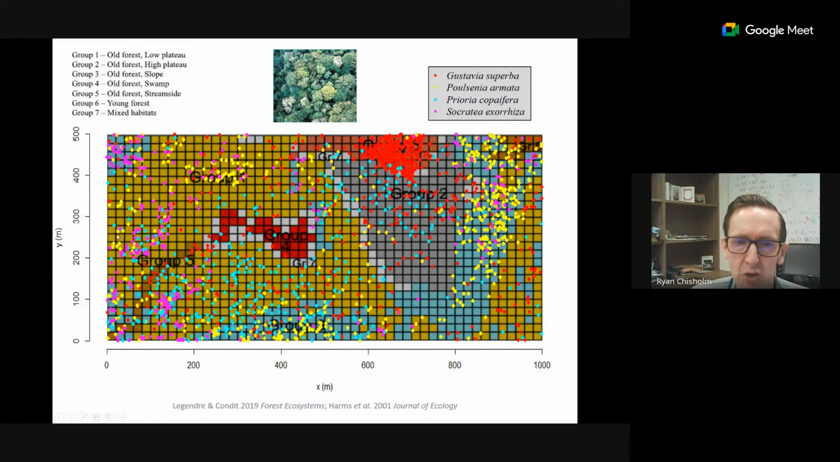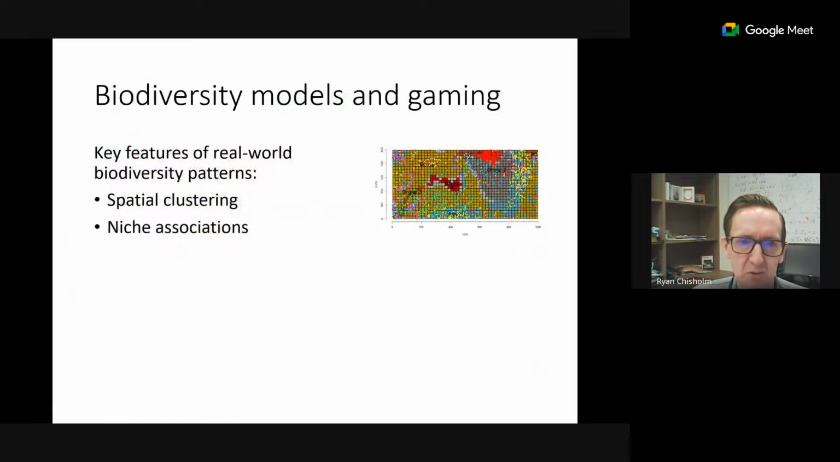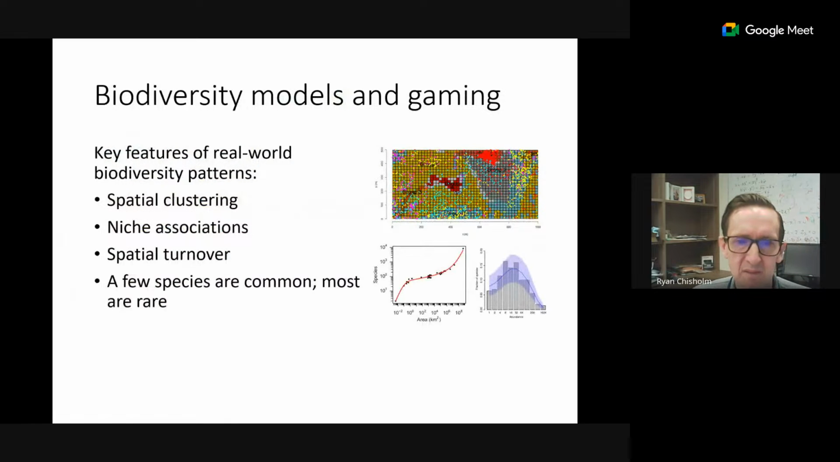You can also see some turnover as you walk across the plot. The magenta species is quite common to the west, but not so common to the east, for example. Okay, so we have the spatial clustering and niche associations. We also have spatial turnover. That's actually exemplified by the species area curve I showed you here. You don't stop seeing new species just when you've observed all the habitats. Right? At any scale, if you increase your area, you'll observe more species. So you get this turnover. A few species are rare. A few species are common. Most are rare. I showed this graph earlier of the species abundance distribution.